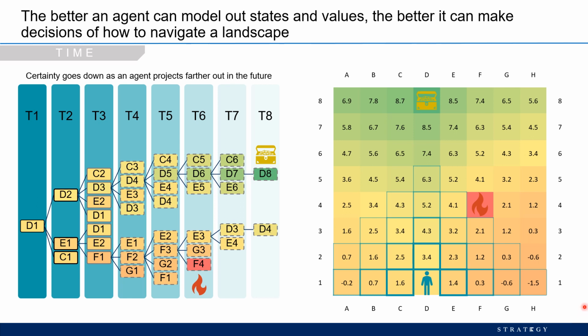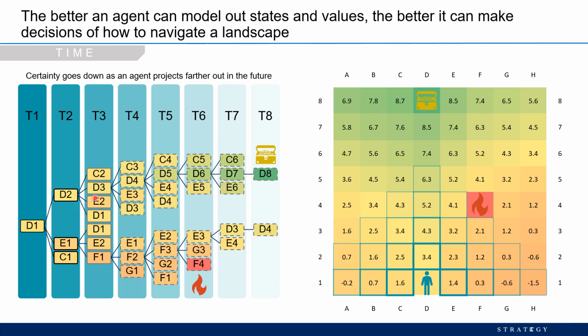So returning to our treasure field analogy, we can see that the agent is currently here and it has three different options that it can choose from. It can either move into D2, E1, or C1. And based off its choice, that will determine the next set of options that it has, and the next set of options, and the next, and so forth.